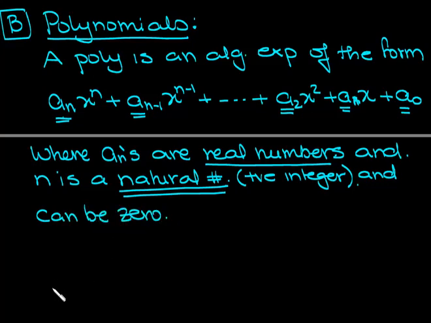So n is a natural number, which, if you recall when we talked about exponents, we defined natural numbers as positive integers, not including 0. But n can be 0 in this case. So it's a natural number, or it can be 0.